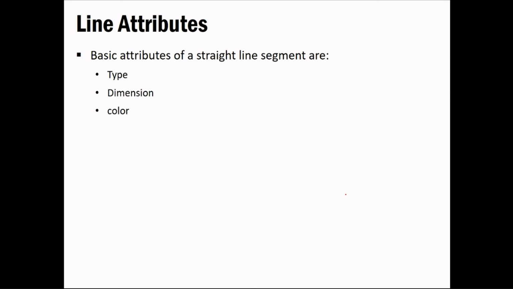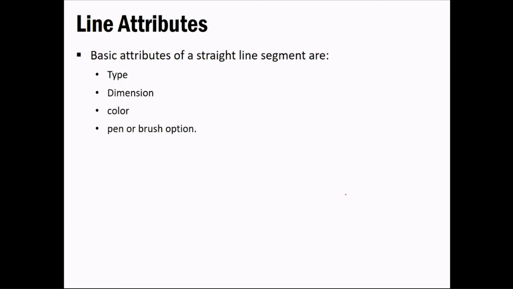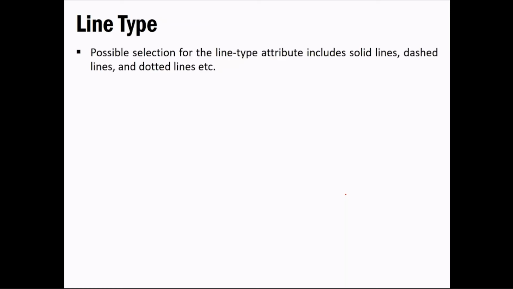Okay, so now we have one more thing over here, that is line attributes. Basic attributes of straight line segments are type, dimension, color, and pen or brush option. Now you can manipulate this, you can change this based on your own requirement in your code. Okay, so now we have a huge variety of such things.